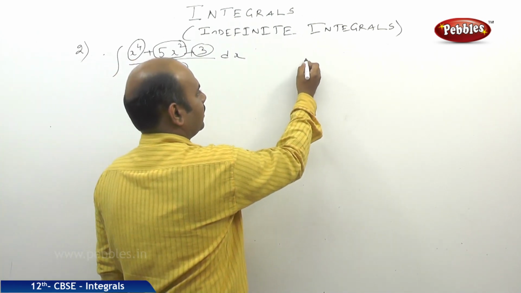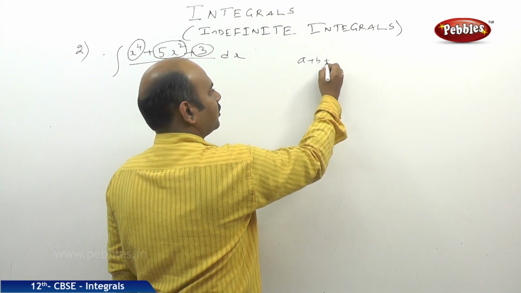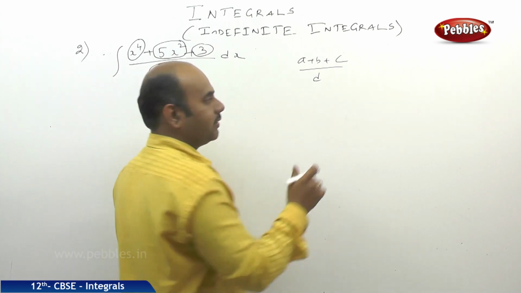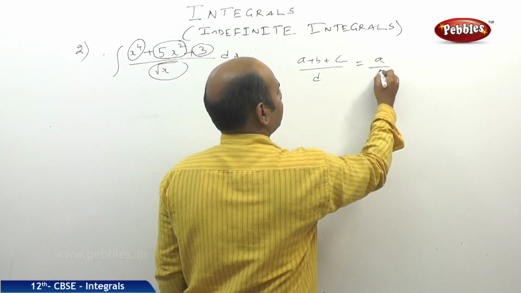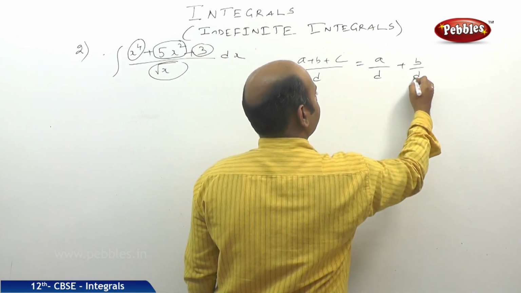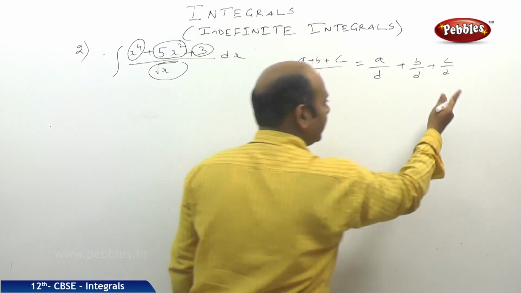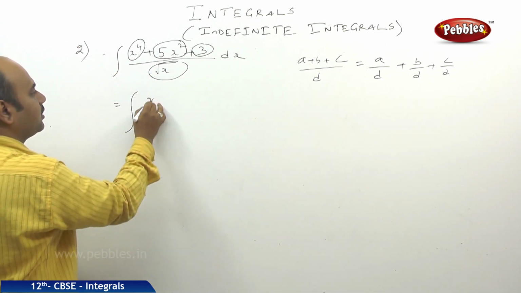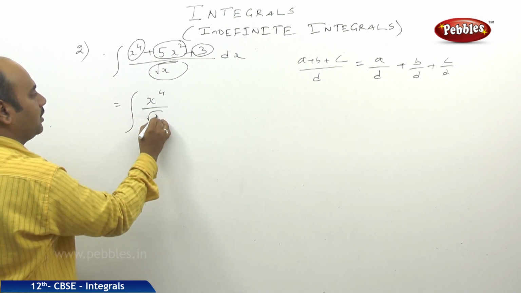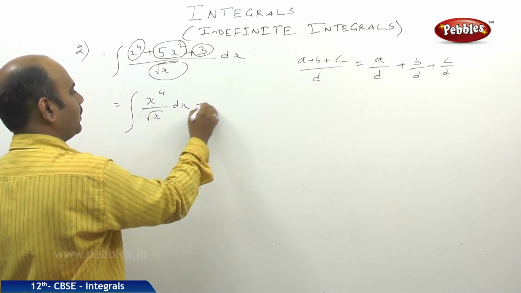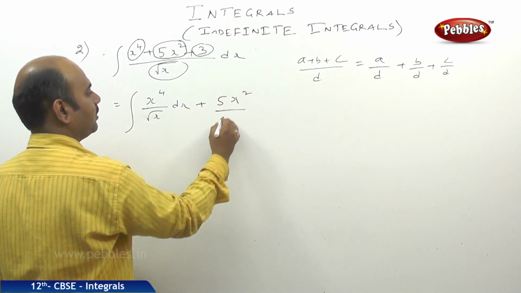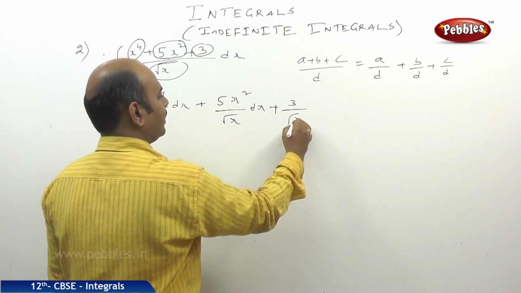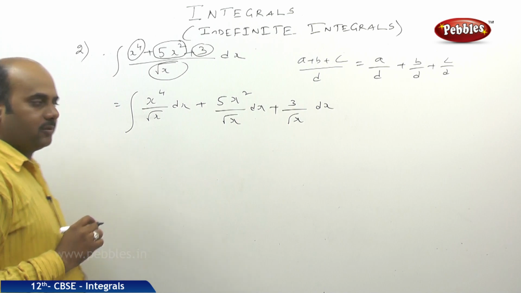So in our lower classes, in ratio and proportion, we learned a concept: if (A + B + C) by D is given, it can be written as A by D plus B by D plus C by D. The same technique we will be applying over here. So it becomes x^4 by root x dx plus 5x^2 by root x dx plus 3 by root x dx.